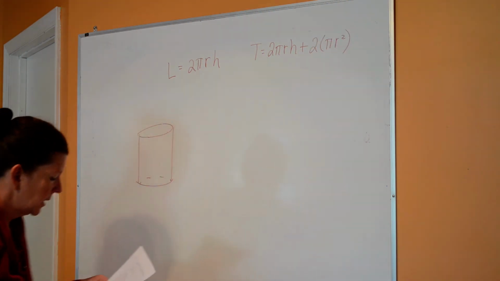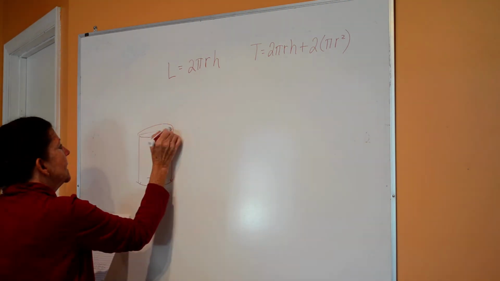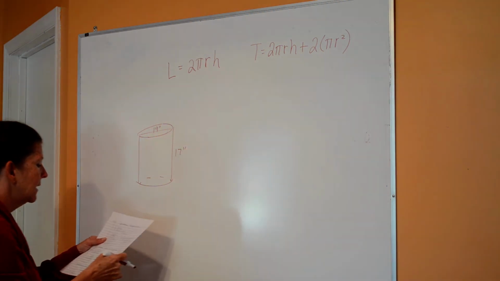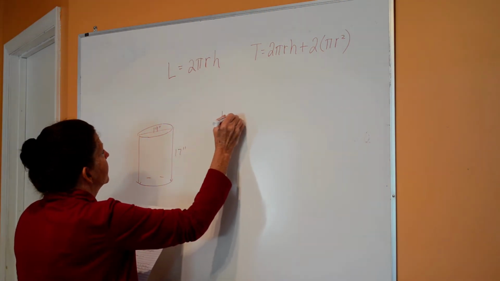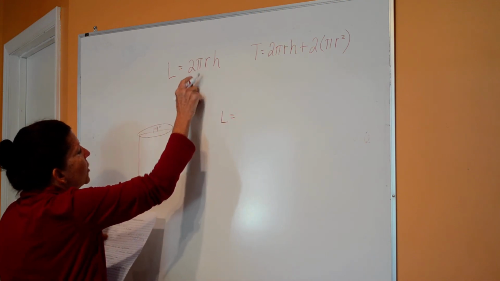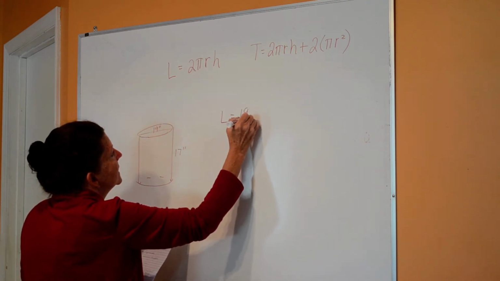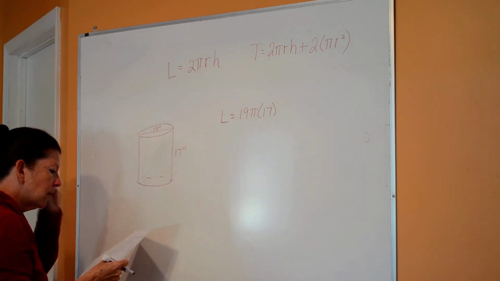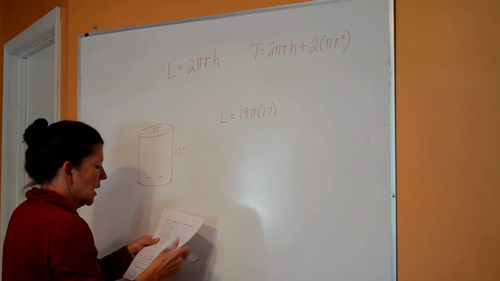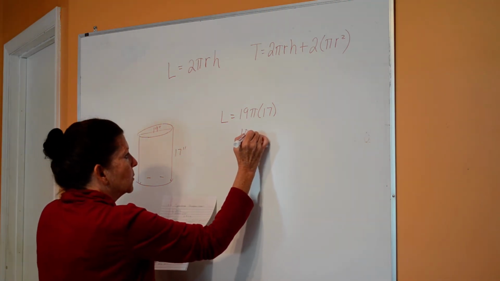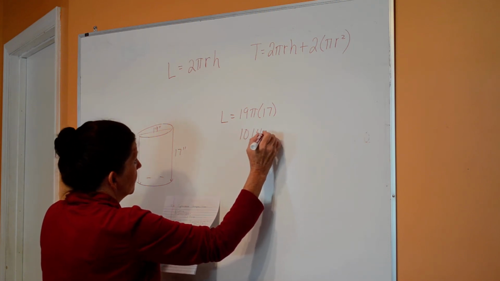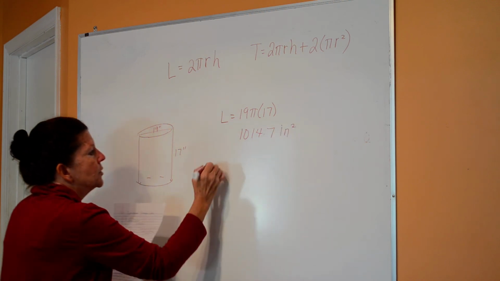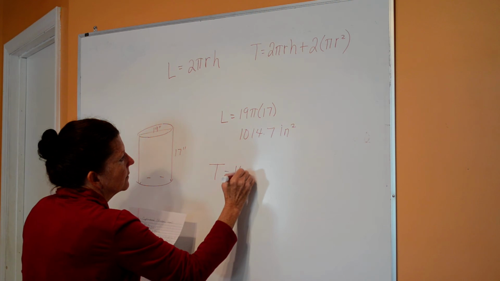squared as your formula. So let's say I have 19 inches here, and this is 17 inches. Okay, if I just want to find the lateral area, I've got 2 times r, which is the same as the diameter, so I've got 19 times pi times 17. The lateral area is 1014.7 inches squared.